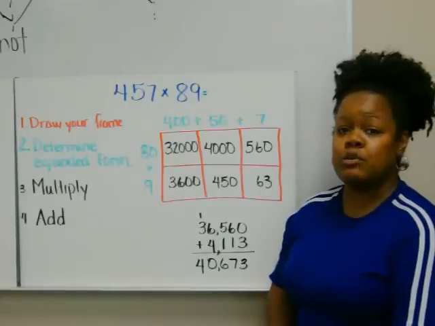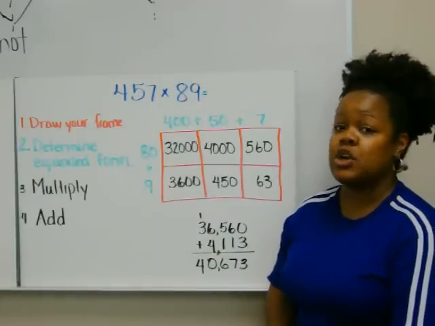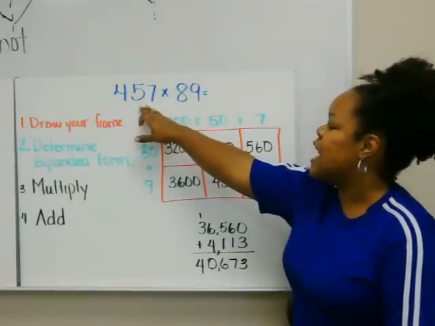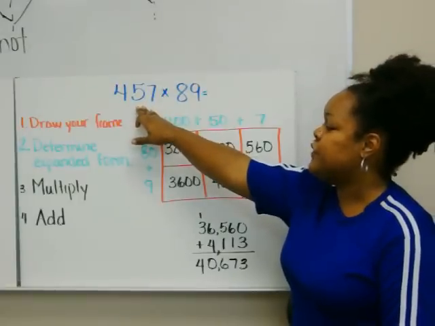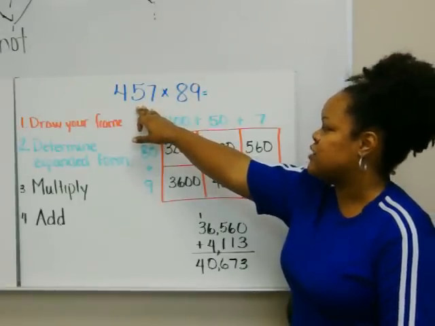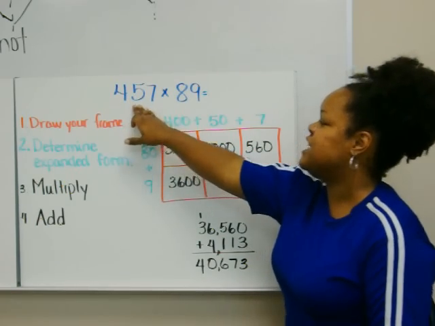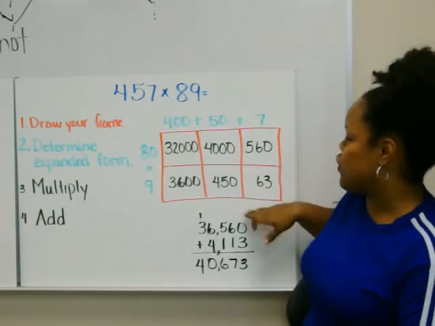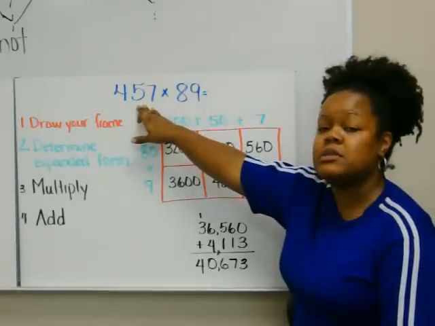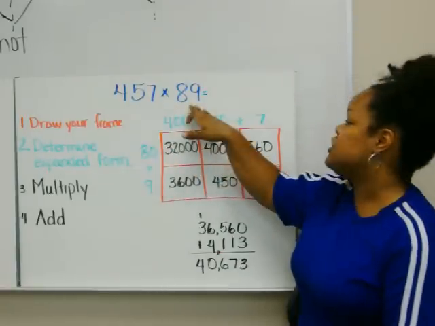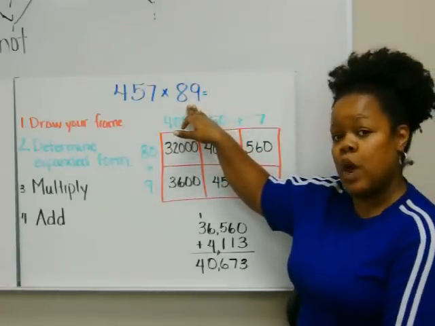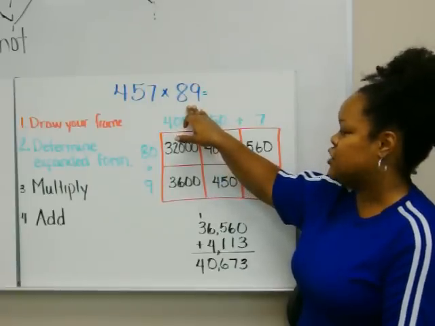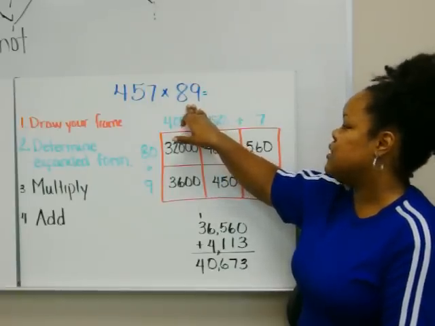Your frame is determined according to how many digits are in your factors. In this problem, 457 times 89, 457 is a 3-digit factor. So because there are 3 digits in 457, you're going to have 3 columns. Your first factor determines how many columns you will have in your frame. Your second factor determines how many rows you will have in your frame. Because 89 is a 2-digit factor, you will have 2 rows.